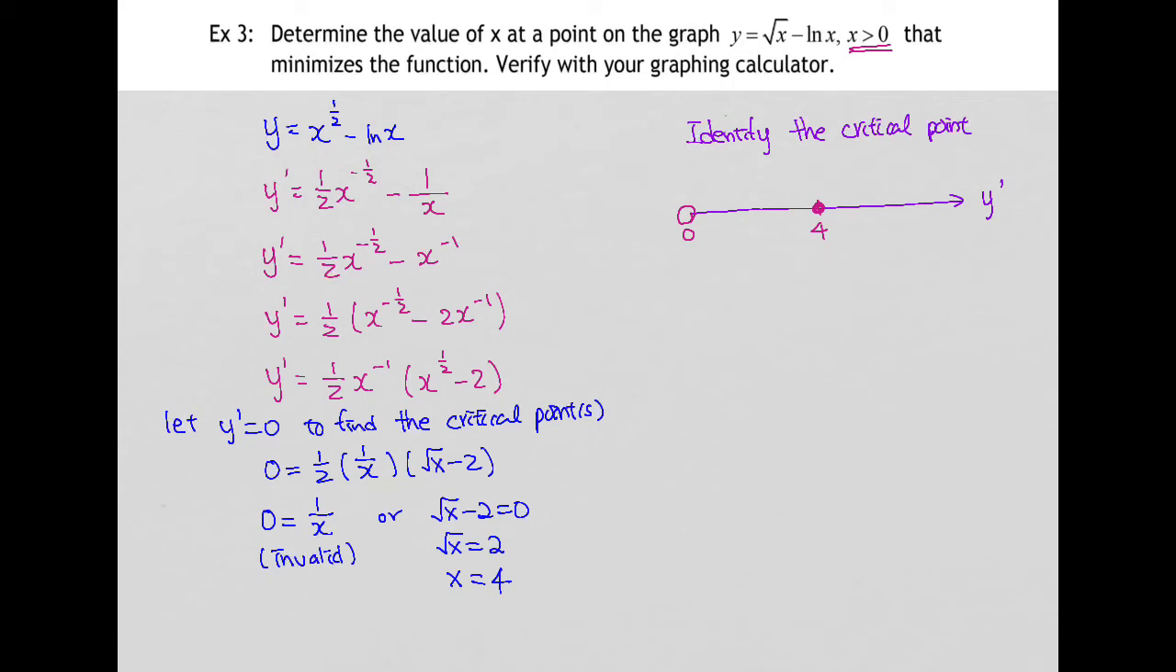Then we're going to choose a value between 0 and 4, substituting into y prime to see if it's positive or negative. So if you put 3 in there, you will see the y prime will be negative. And let's try 5 on the other side of the 4. And when we put it in, y prime is positive. So that means on the left-hand side of 4, the function is decreasing. On the right-hand side of the 4 is increasing. So this is actually a local minimum.